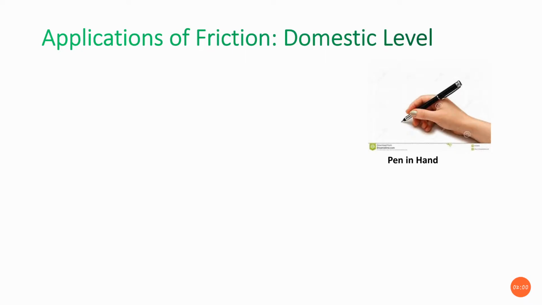One more example is our regular use of writing with a pen. In this case, two fingers grip the pen, the thumb and the other fingers hold it, and the middle finger supports the writing. The frictional force plays a vital role to hold the pen and to write on the white paper.